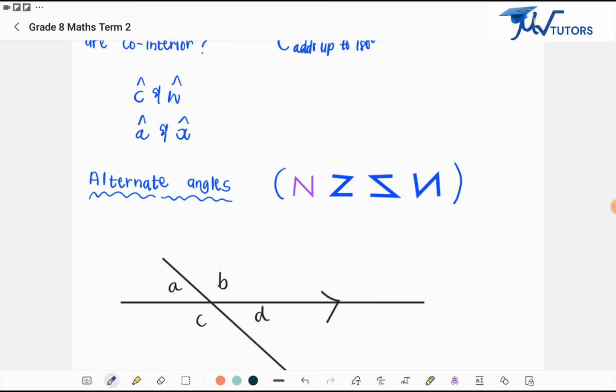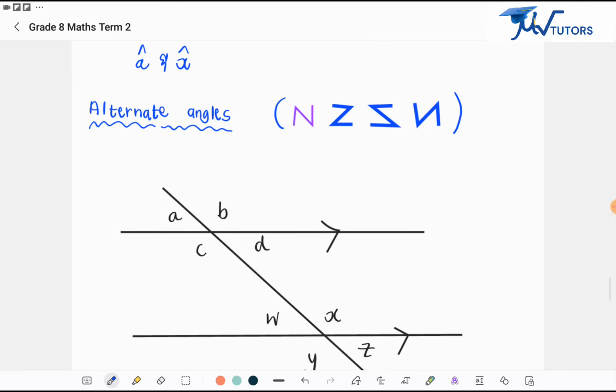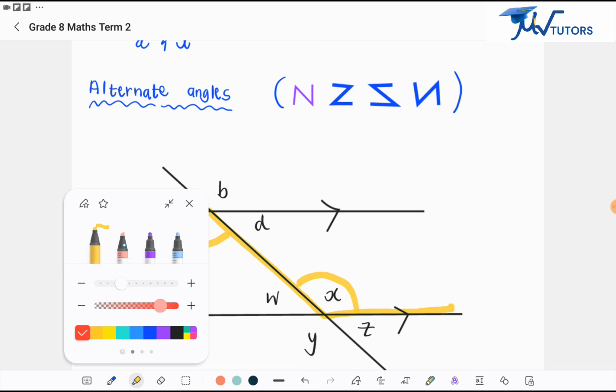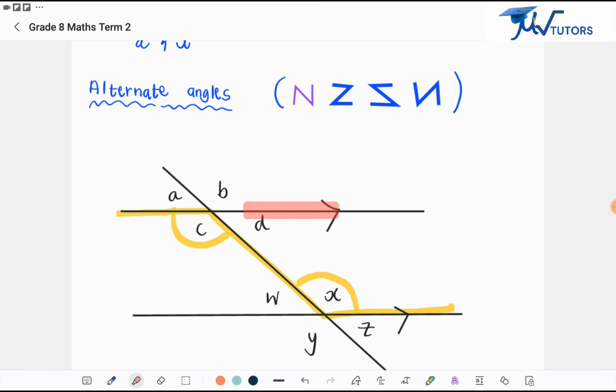Okay, alternate angles. Now, can we identify some alternate angles over here? Please don't say alternating angles. It's literally referred to as alternate angles. Okay, so our alternate angles over here, we have C and X. All right, and let's just change the color. Then there's another one over here. Okay, so this one just forms straight lines. Okay, let me just do that one again.